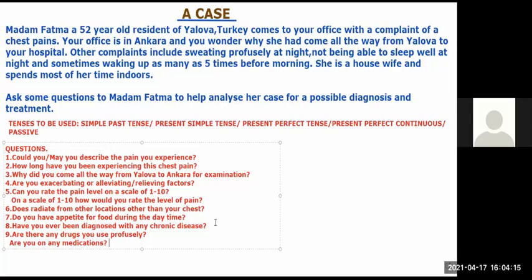Right? It's the most easy way, Katie. Yes. Are you on any medications? When you say, are you on any medication? It means, are you taking any medications? Right? So are you on any medications here? Perfect one then. Thank you for that one.